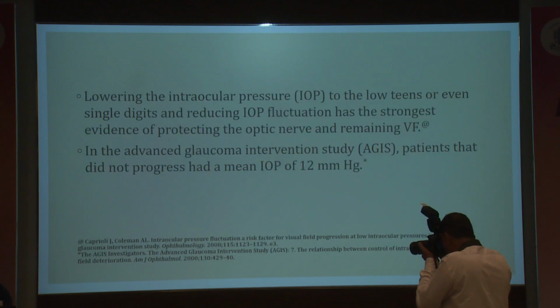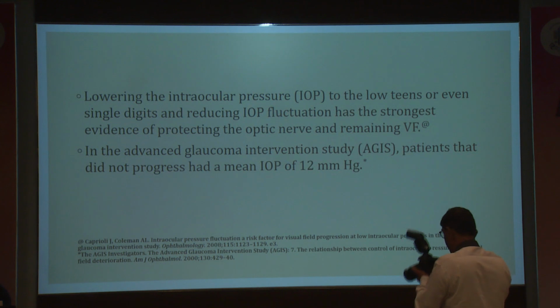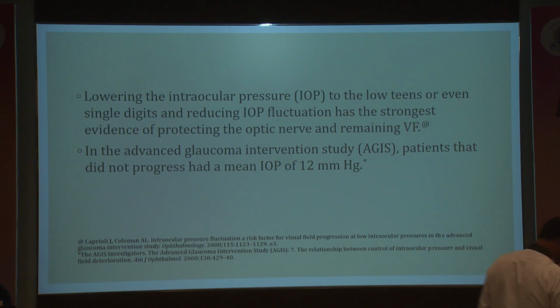That is why the most common risk factor that we can correct is the intraocular pressure. Ideally, it should be within the low teens or even, in certain cases of advanced glaucoma, into single digits. So this has been shown to be the strongest risk factor which we can correct, the modifiable risk factor. And the AGIS study, which basically dealt with advanced glaucoma patients, showed that typically patients who maintained a mean IOP of about 12 mm were the ones who did not progress.